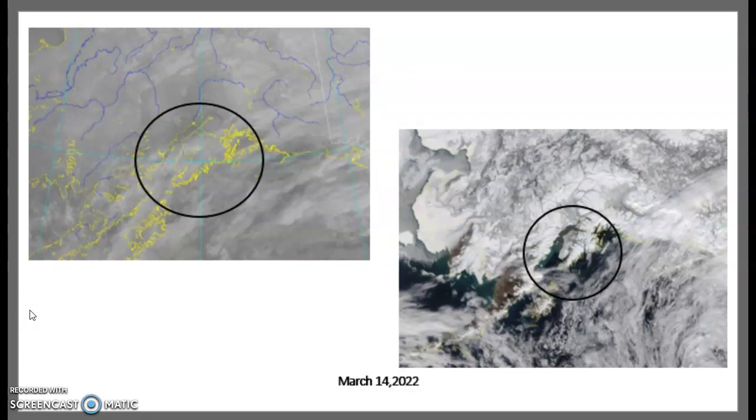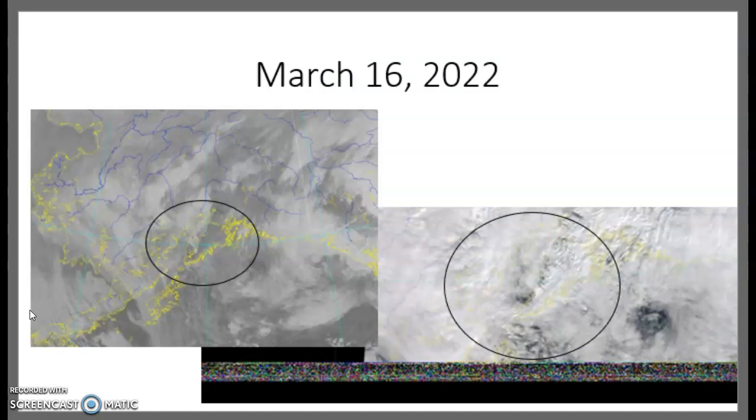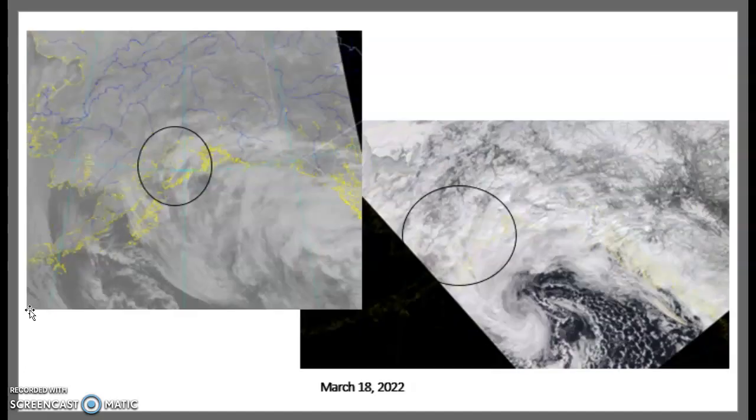Now we're going to look at some weather images from over the Kenai Peninsula. As you can see from the weather images, it is difficult to see the land because of the immense amount of cloud cover over the Kenai Peninsula. There's not really much happening until the last slide, which is recorded on March 19th.